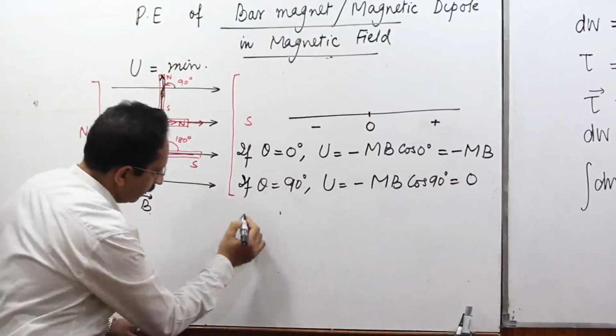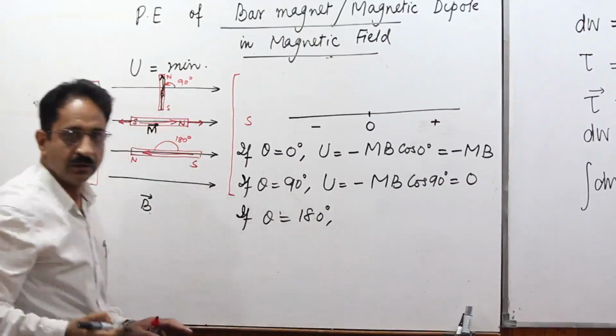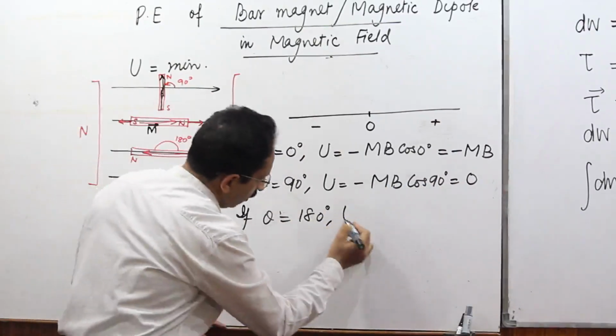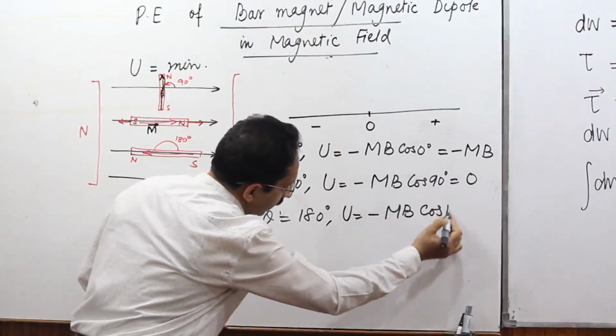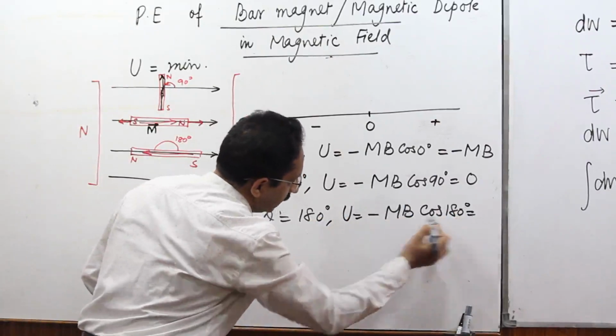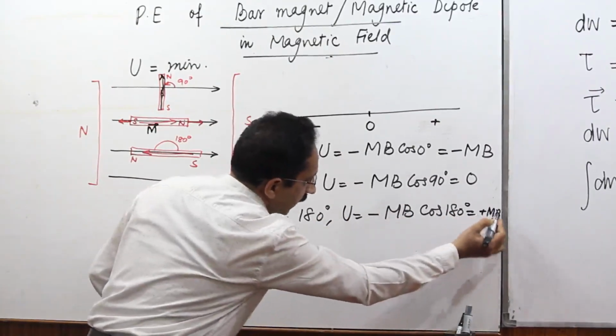What happens if theta is equal to 180 degrees? We have U equal to minus mB into cos of 180 degrees. Cos of 180 degrees is minus 1. So minus into minus is plus. So we get plus mB.